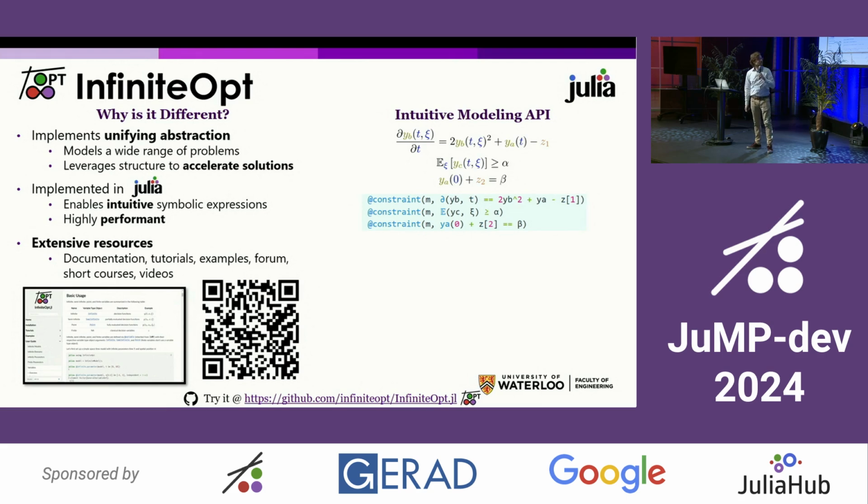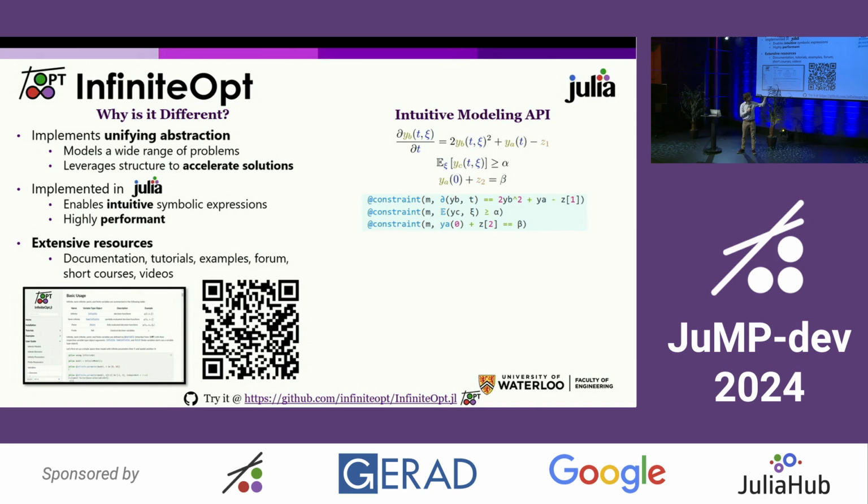This just gives you a little flavor of the API. You can see there we're defining a stochastic ODE with a chance constraint and just a little toy constraint on the side there too.